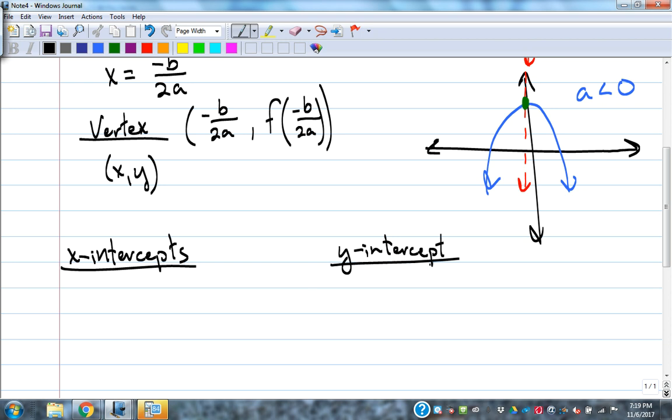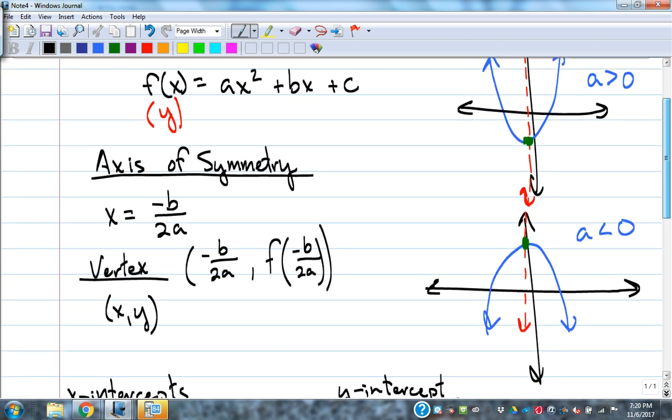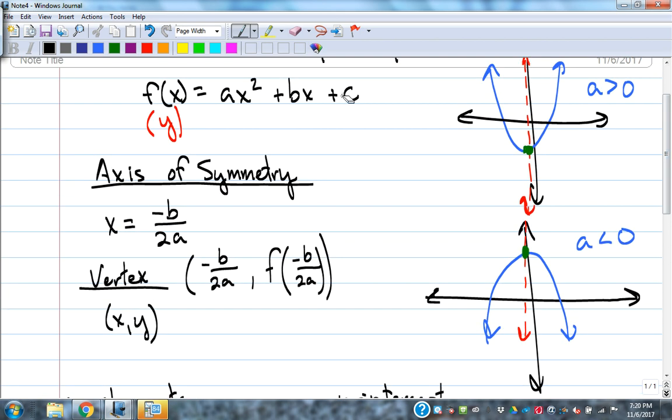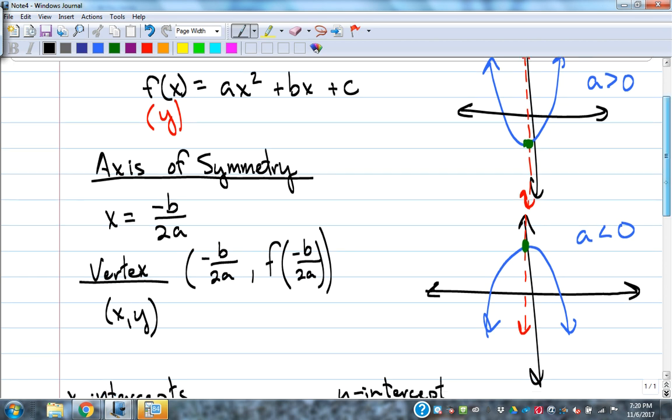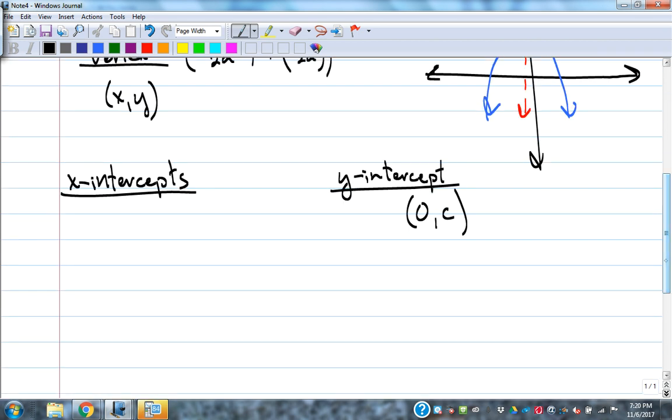The Y-intercept is the easiest one of everything we do. It's just 0, comma, C. It's an ordered pair. Whatever C is in the equation, the number that's hanging out here on the end, that's your Y-intercept. If it's in standard form, that's the Y-intercept. Always, forever.